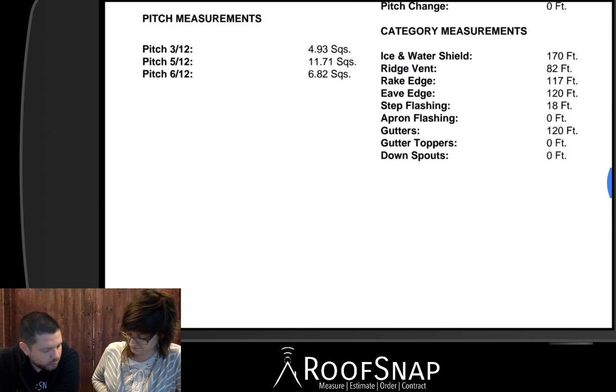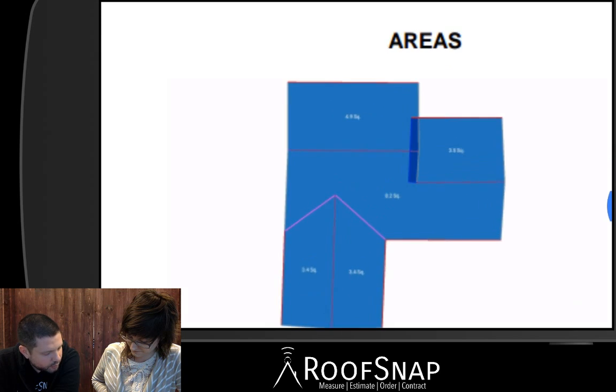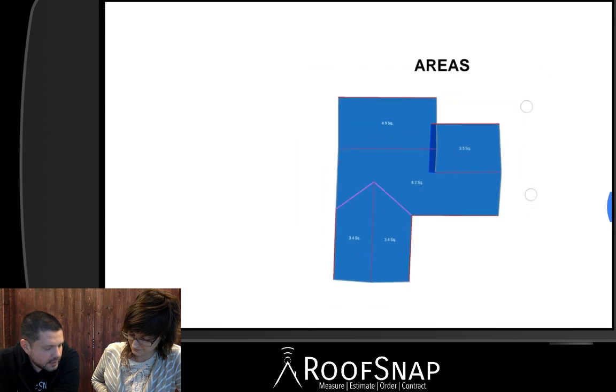And then I believe there's one more page here. Yes, a breakdown by area. So you can actually see the total number of squares for all of the different areas of the roof. Wonderful. Now let's go back up to the top.